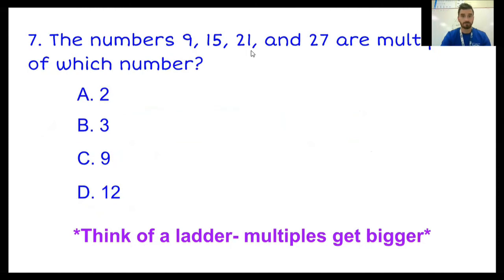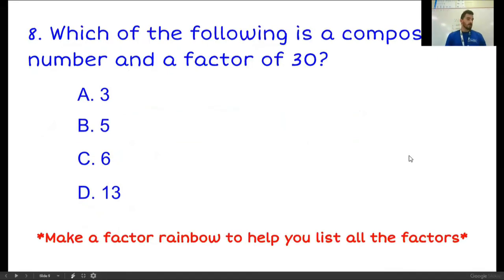All right, number 8, again, these should all look familiar to you. This is one of those 2-part questions. It says, which of the following is a composite number and a factor of 30? So you can choose which one you want to focus on. I would kind of just start by focusing on the composite part. Remember, a composite number has to have more than 2 factors.